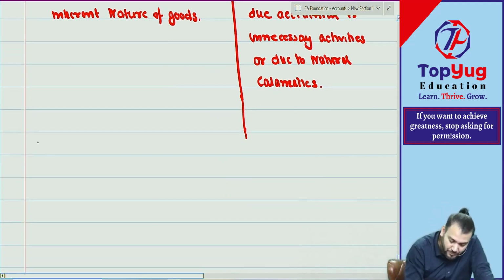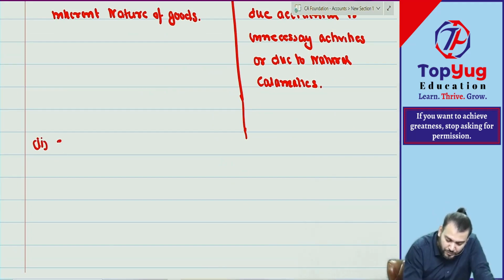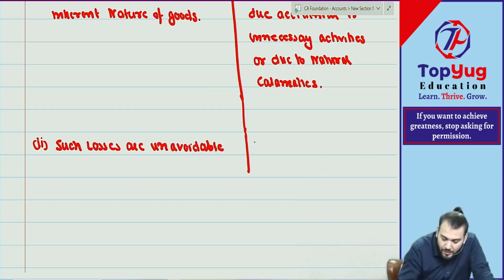Correct. Point number 2. Such loss means normal loss. I'm writing in normal loss. Such losses are unavoidable. And this write down. Such losses are what? Avoidable. Correct.